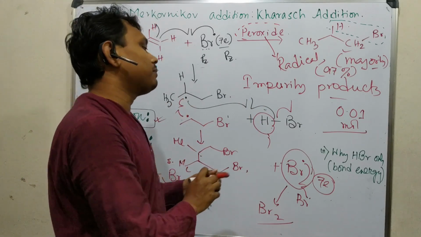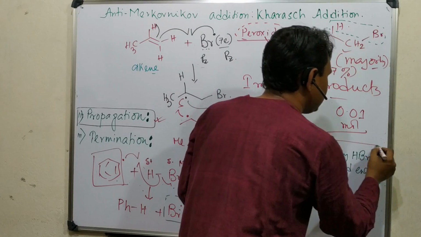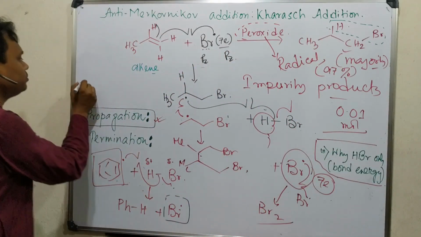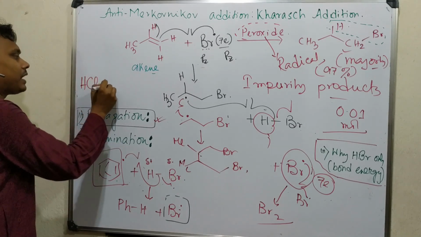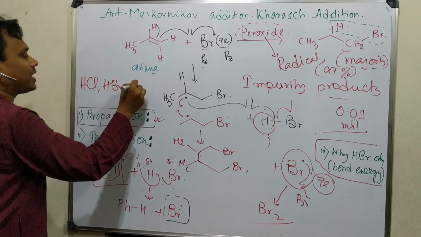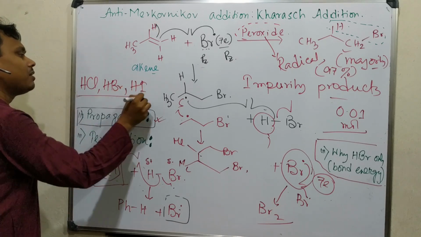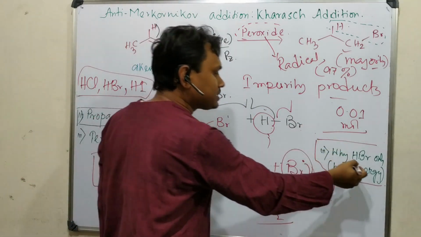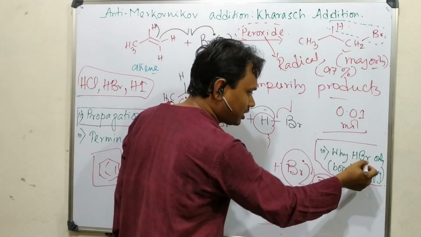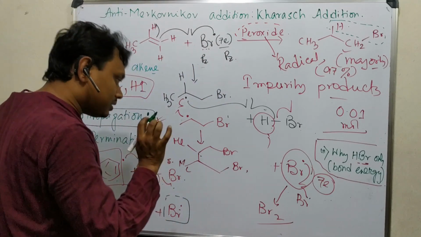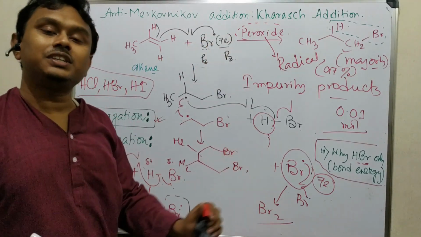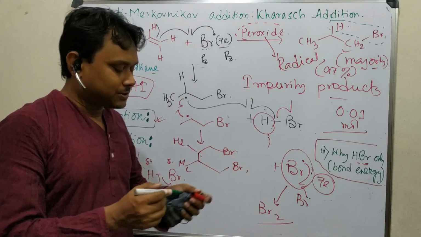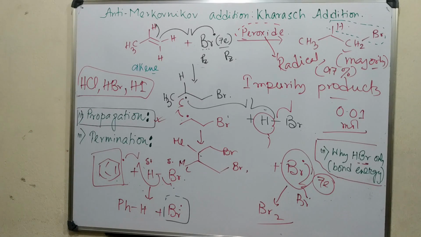Now we will discuss why HBr. If you see Markovnikov's addition, in that case you can use HCl, HBr or HI. Three are possible. But in the anti-Markovnikov case, only HBr. Why? The answer is that energetically the reaction is possible, because entropically all are the same. Energetically, and I will explain now how energetically this is possible.